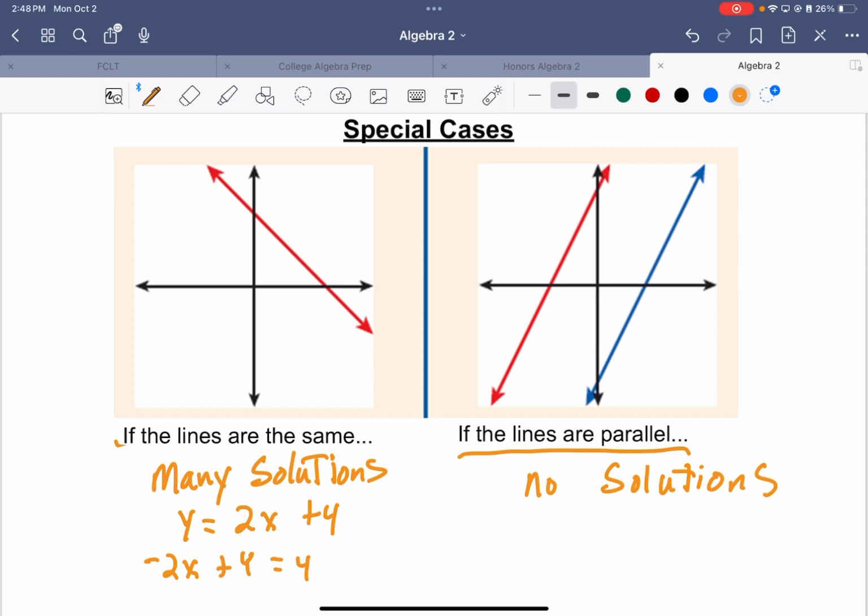If the lines are parallel, there are going to be no solutions. So if I had something like y is equal to 2x plus 4, and y is equal to 2x minus 8, those two equations are never going to intersect each other. So they have no solutions. Okay, so those are the two special types of cases you could have. They're the same line, infinitely many solutions, or they're parallel to each other and there are no solutions.